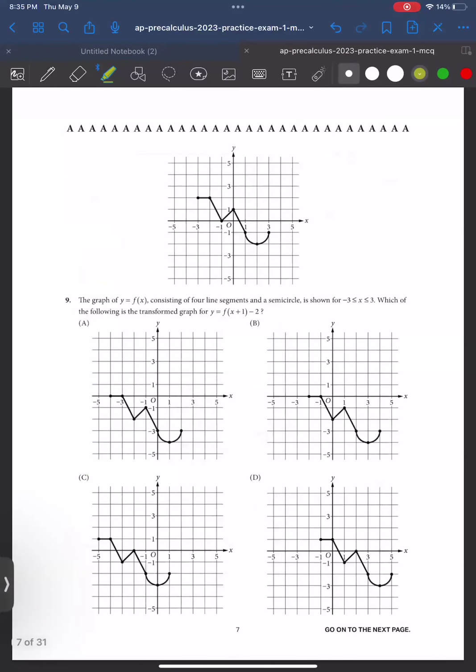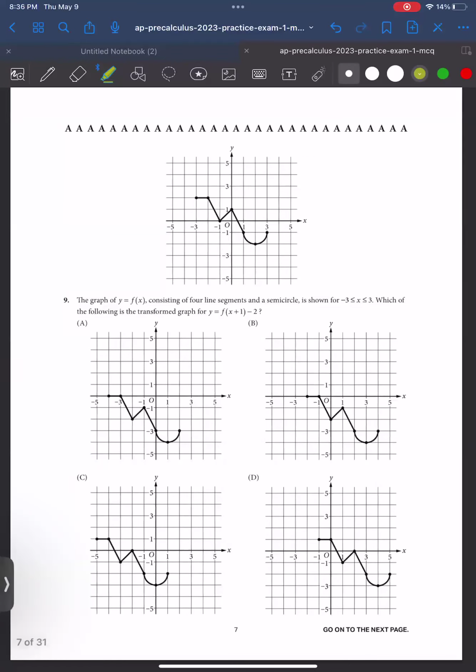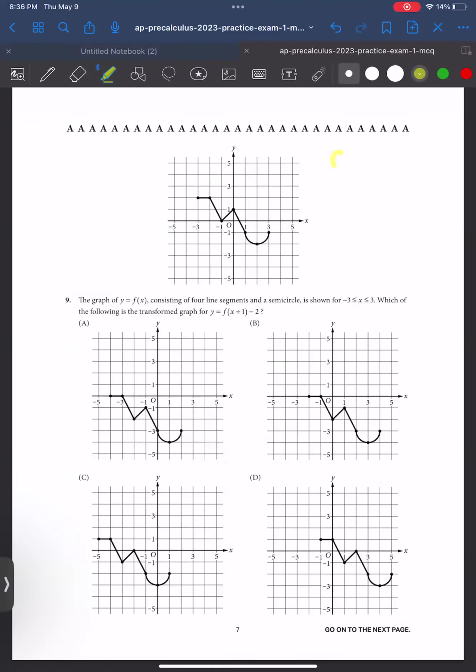All right, question number 9. The graph of y equals f of x consisting of 4 line segments and a semicircle is shown for -3 is less than or equal to x, which is less than or equal to 3. Which of the following is the transformed graph of... oh, this is easy. What transformations are happening here? X plus 1, that's right. It goes to the right, right? No, it goes backwards, so it goes left. And the -2 goes down. Left 1, 2 down. Okay, pick some points and figure it out for me.